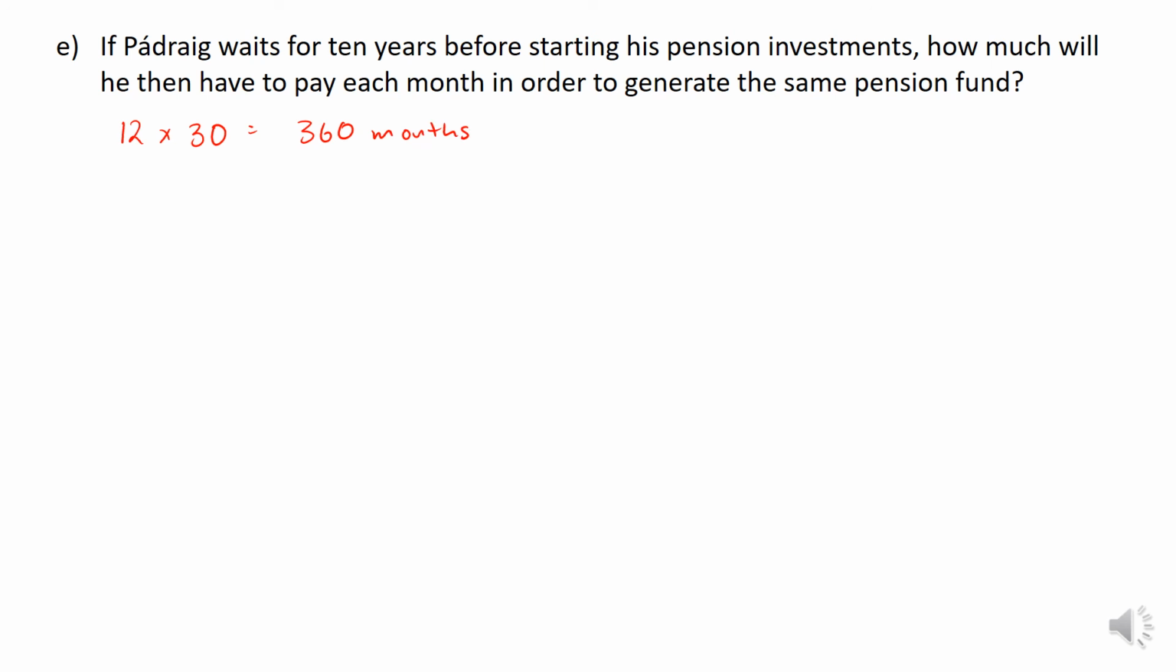Okay, so your N will be 360, and you have to find P. So take some time to do that, and I'm going to give you the answer below, but see can you reach it yourself. €618.35. Best of luck.